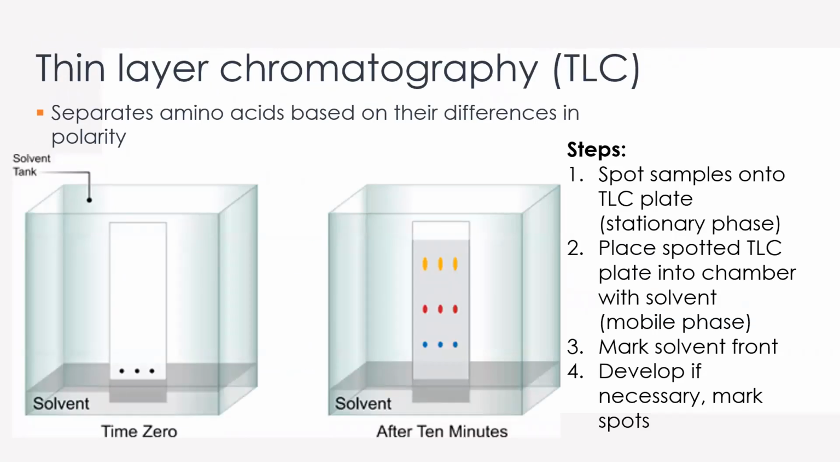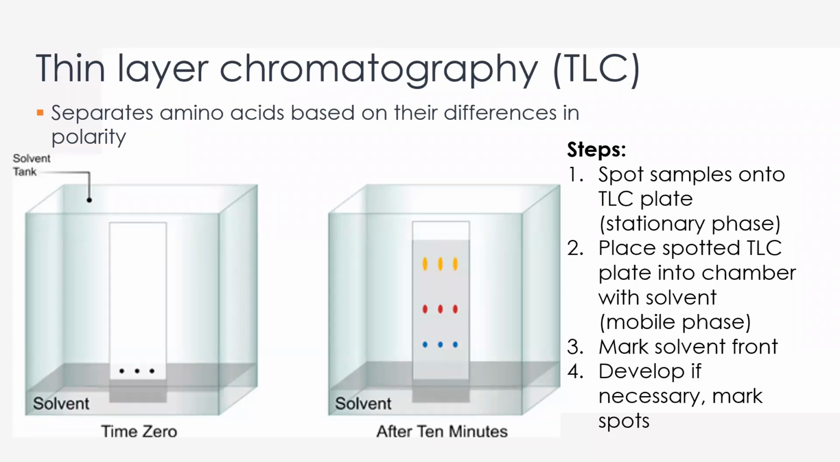Thin layer chromatography separates amino acids based on their differences in polarity. The steps are fairly straightforward. First, you spot samples onto the TLC plate, which is called the stationary phase. Be sure to mark the line where the spots are made lightly with a pencil. Place the TLC plate into the TLC chamber that has a small volume of the appropriate solvent in the bottom. The chamber should be covered to prevent evaporation. The solvent will migrate up the TLC plate by capillary action.